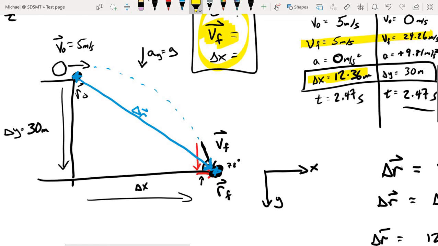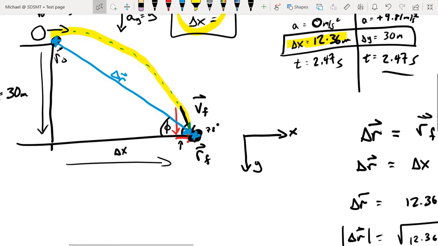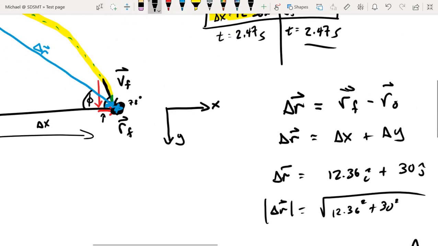How well does that displacement vector describe the actual path of the ball? And the answer is not very well. And if I were to ask you to find the angle that our final displacement vector makes at the final position, well, that would be the inverse tangent of the y and x components of our displacement vector.